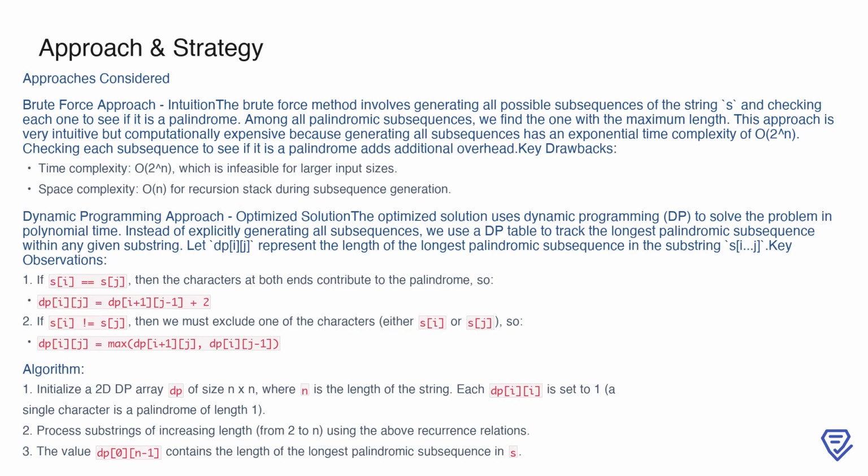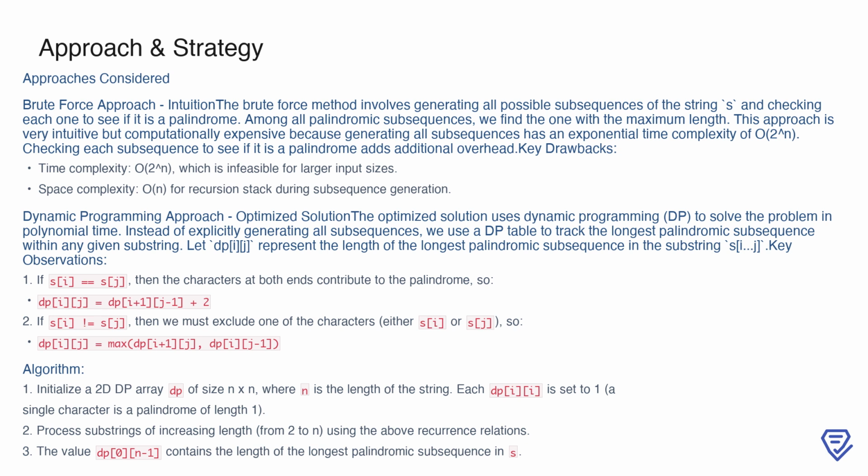To solve the problem of finding the longest palindromic subsequence, we first consider the brute force approach. Here, the idea is to generate all possible subsequences of the input string and then check each one to determine if it is a palindrome. Among these, we identify the longest palindromic subsequence. While this method is intuitive, it is computationally expensive because generating all subsequences has an exponential time complexity of O(2^n).